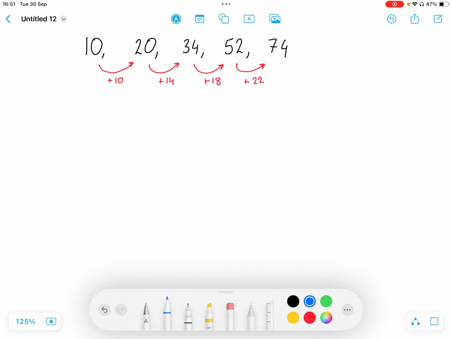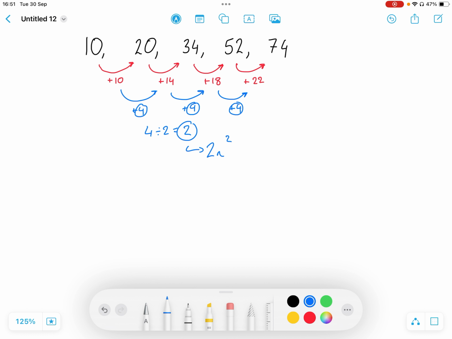So now I'm going to find the secondary difference. From 10 to 14 is 4. From 14 to 18 is 4. From 18 to 22 is 4. So boom, I've got 4, 4, 4. My secondary difference is 4. What do I do? I half it. I divide by 2. 4 divided by 2 gives me 2. So 2 is my coefficient of n squared. I have got 2n squared.